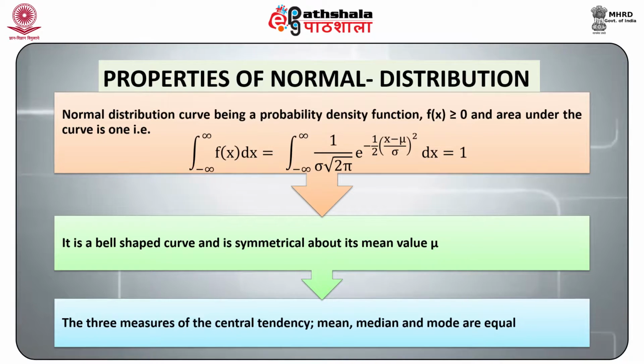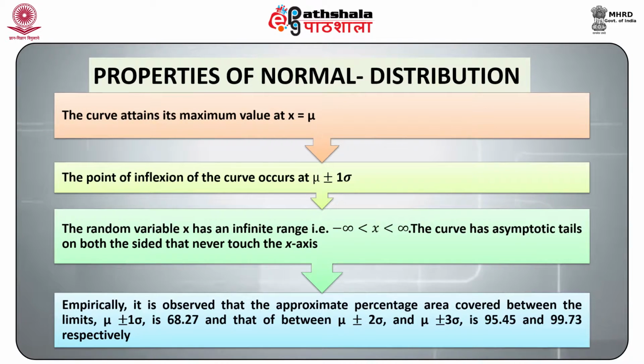The three measures of the central tendency, mean, median and mode, are equal. The curve attains its maximum value at x is equal to mu. The point of inflection of the curve occurs at mu plus minus 1 sigma. The random variable x has an infinite range, that is, it ranges from minus infinity to infinity. The curve has asymptotic tails on both sides that never touch the x-axis.